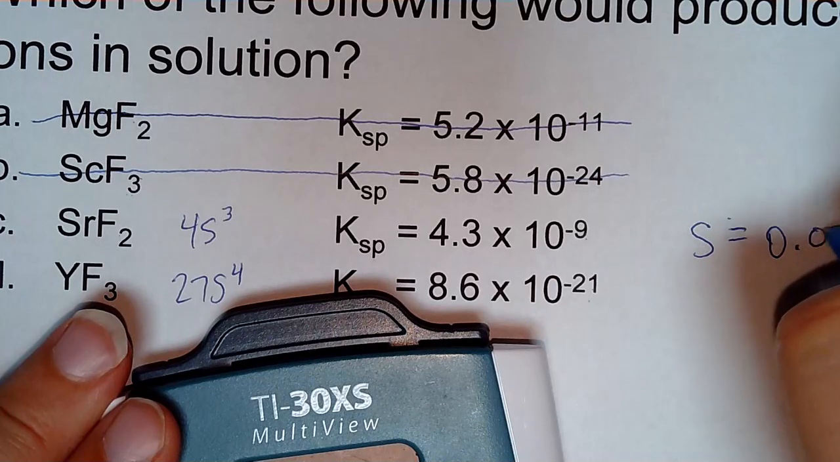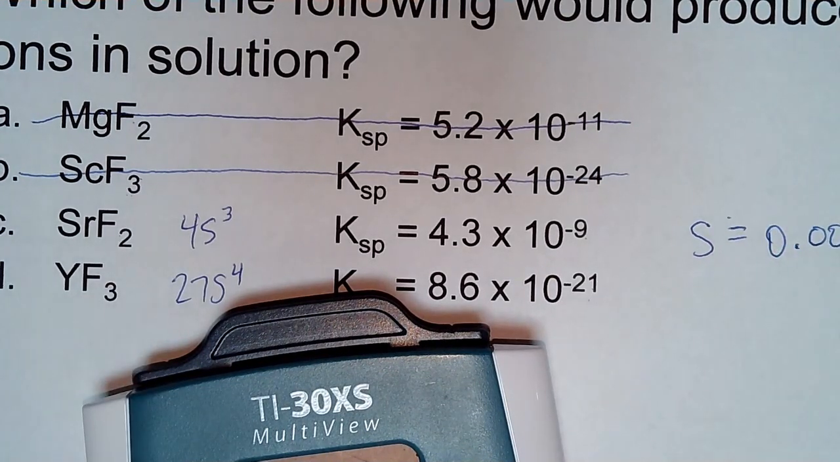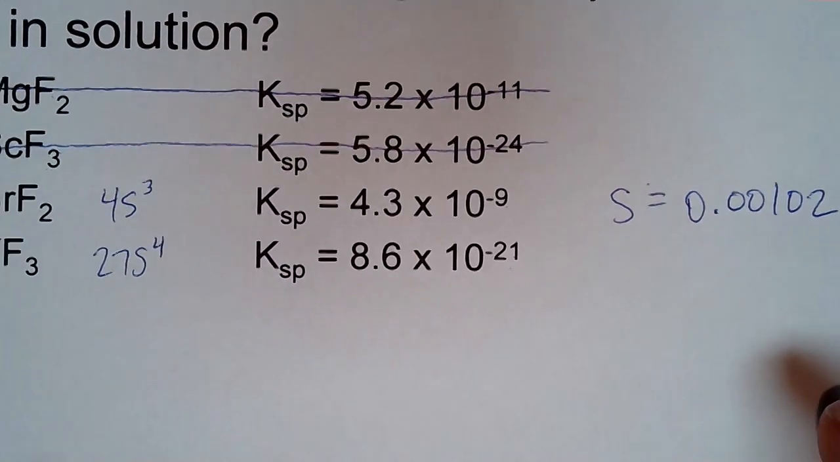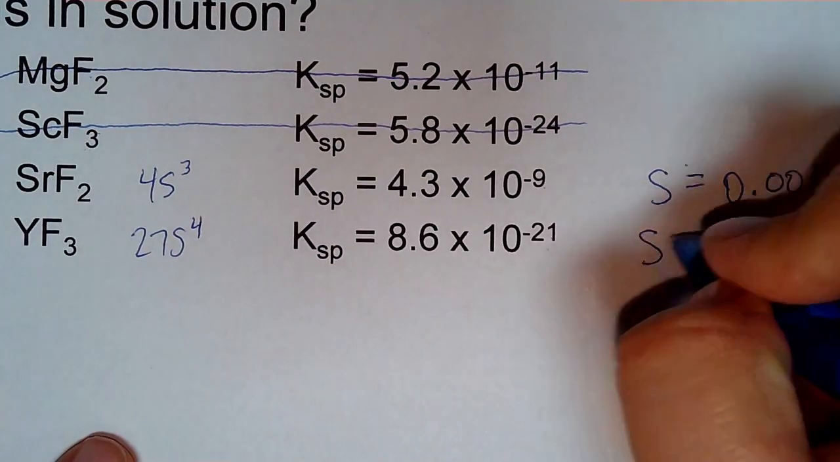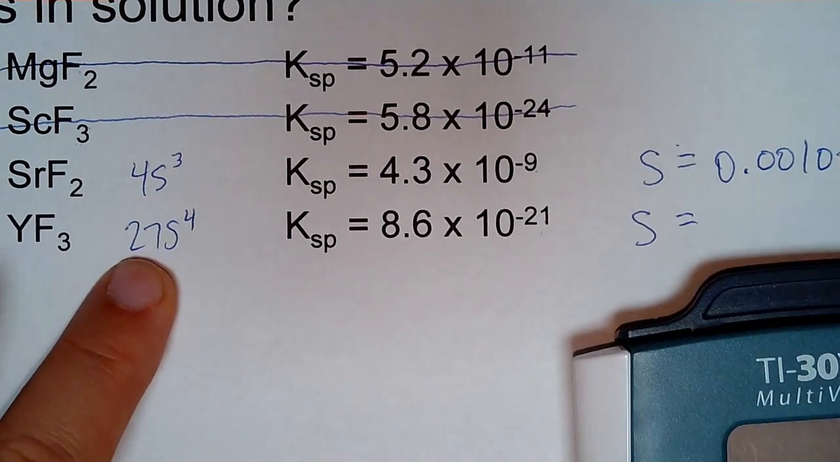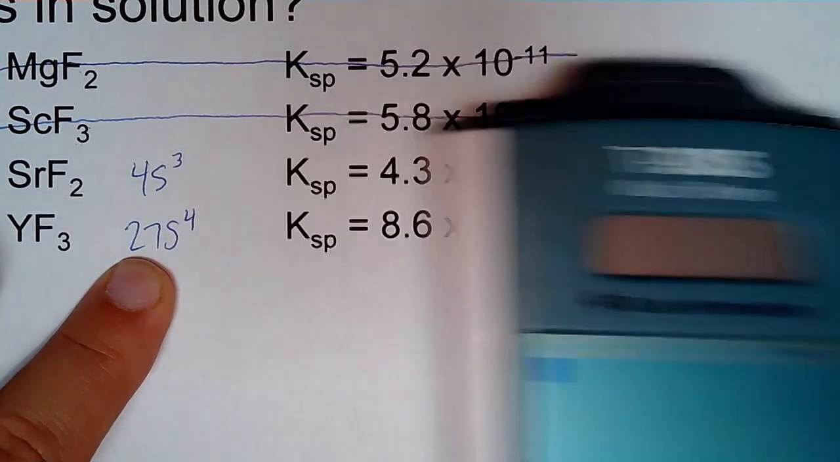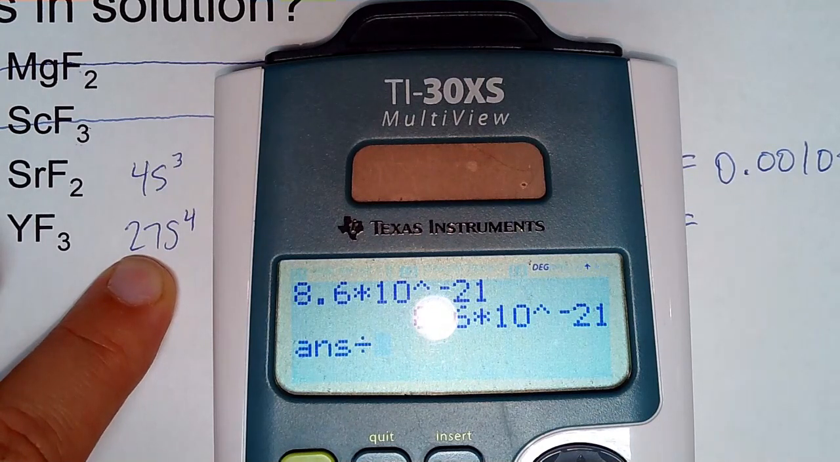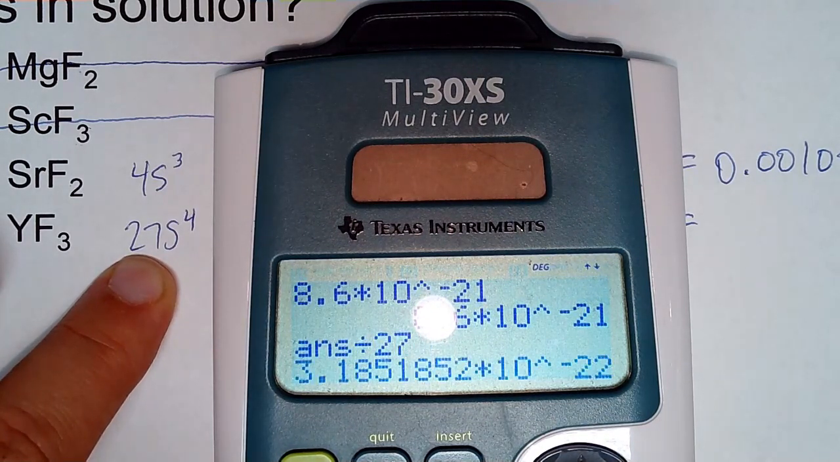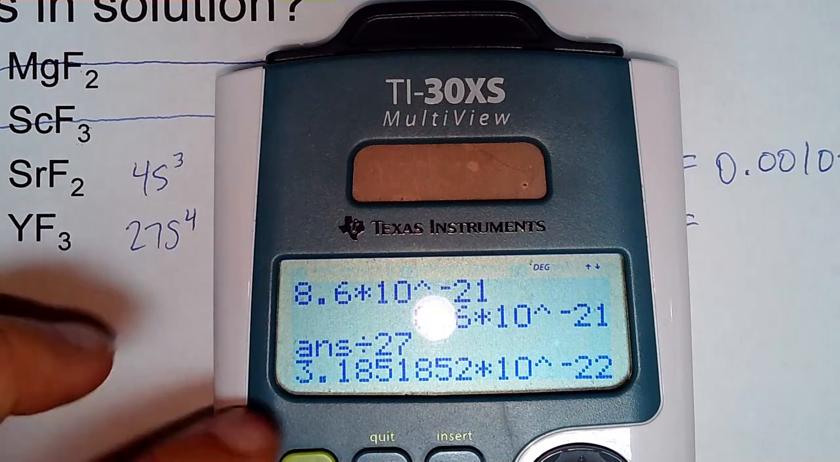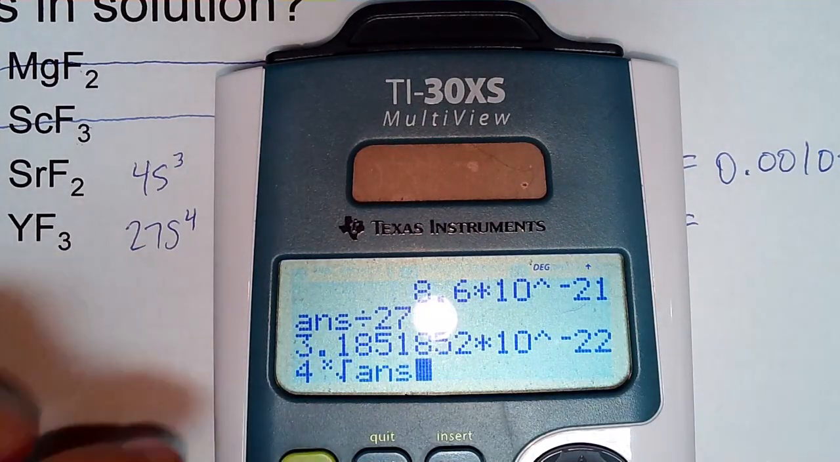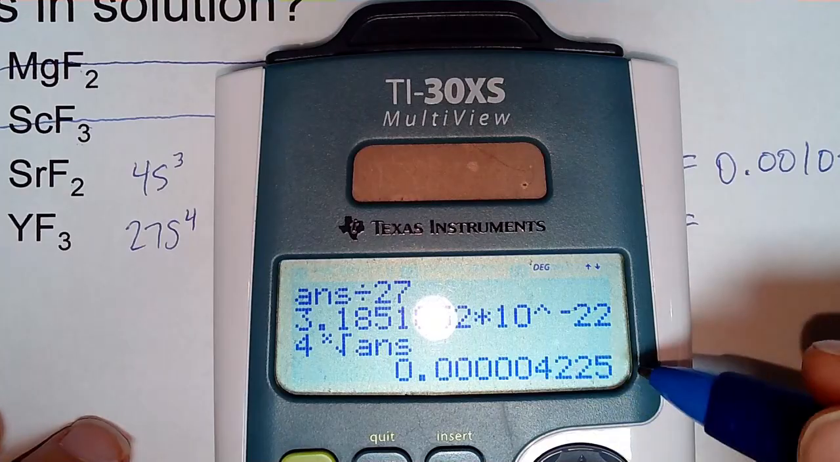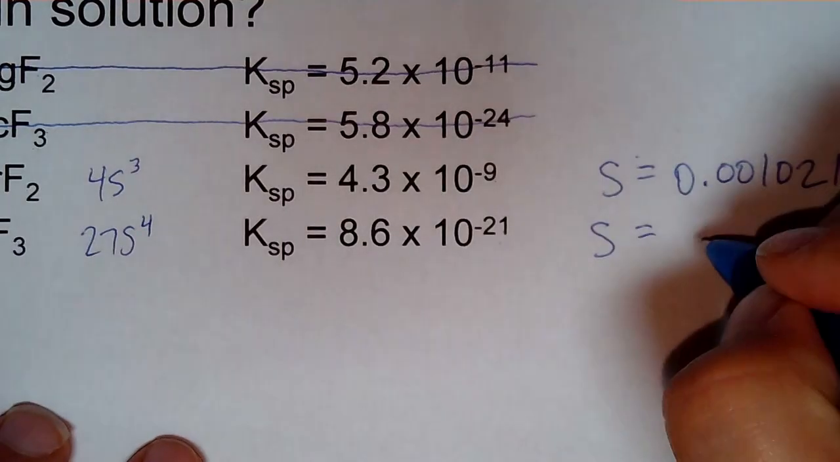For C, okay, we're going to do the same thing for D. This one's a 27s to the 4th. So we're going to take our K value, 8.6 times 10 to the minus 21, divide by 27, all right, and then do the 4th root. So that gives us 4.2 times 10 to the minus 6 for our s value. So we have a large difference here.